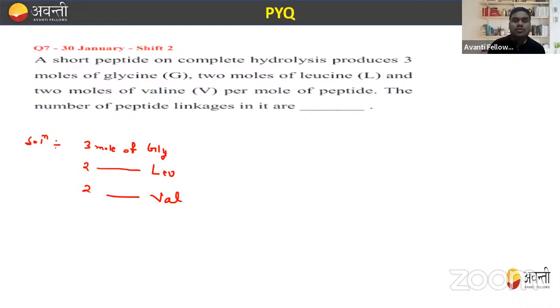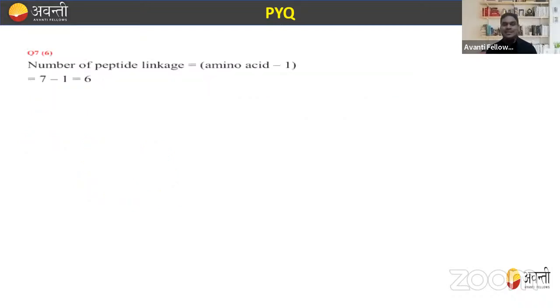Now, you have to calculate the number of peptide linkages in it. We know that the number of peptide linkages is always equal to the number of amino acids minus 1. If the amino acids are 4, then the peptide linkages are 3. If the amino acids are 2, then the peptide linkage is only 1. So peptide linkage is always equal to amino acid minus 1. Just remember this formula, beta. This is a very important formula, right?